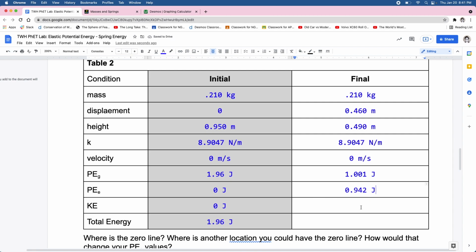And so again, my kinetic energy is 0 because my velocity is 0. And so I simply add up the potential energy due to gravity and the potential energy elastic due to the spring. And 1.001 plus 0.942. Whoops, I'm not keeping these to their correct significant figures.